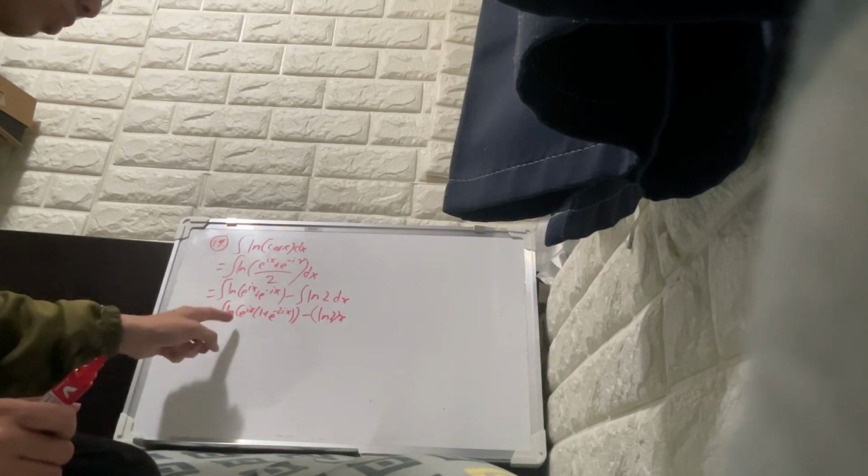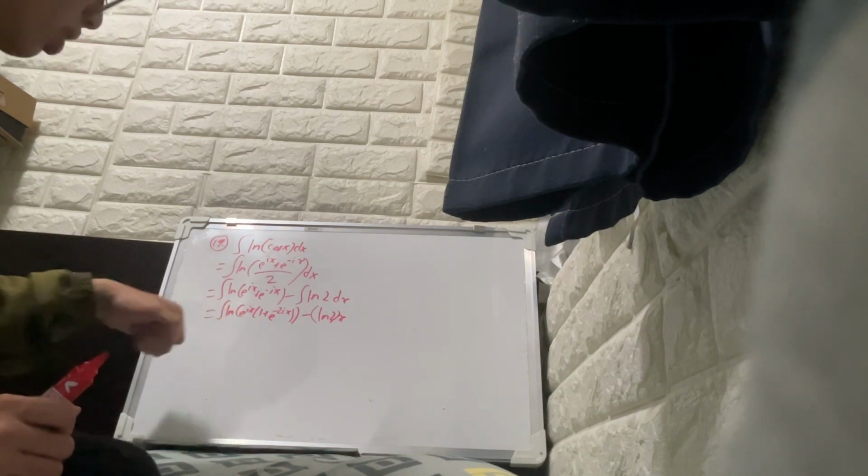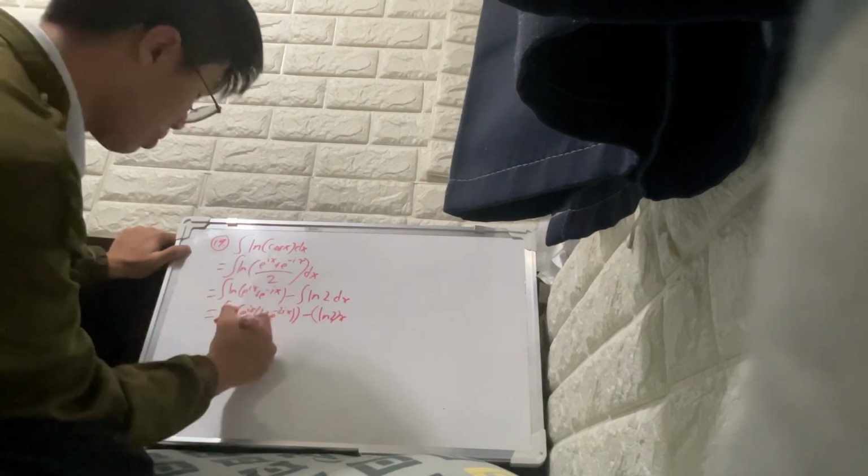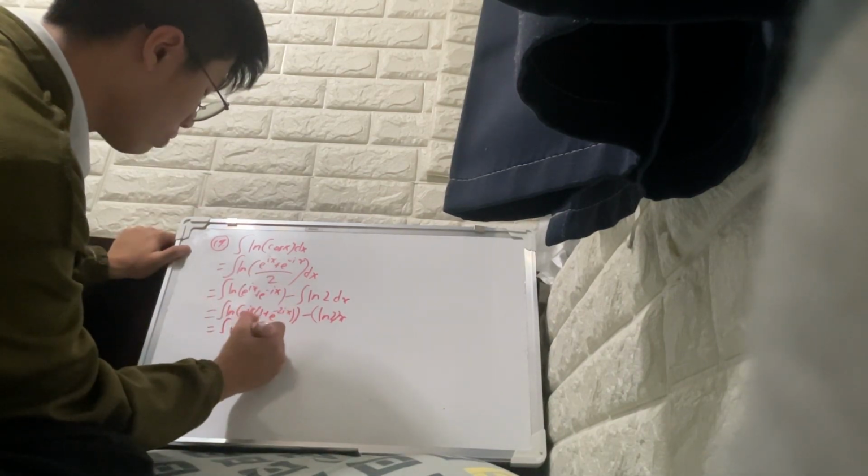So by the log property, you will change ln e to the power of ix. You just get ix, right? Integral of ix dx.